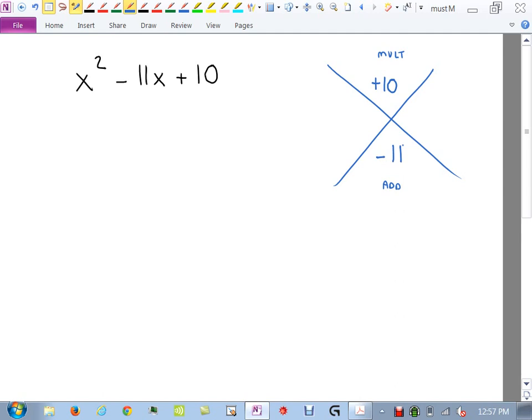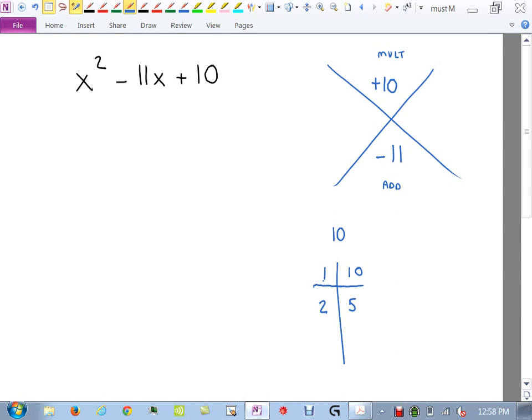Well, I'm a little confused. Let me write out a list of all the ways I can get 10. How about 1 times 10? Yes? Does 2 go into 10? 2 and 5, right? Does 3 go into 10? No. 4? No. 5? Well, I already used 5, didn't I? So I'm pretty much done. These are the only combinations that I can get, right? The only combinations. 1 and 10 and 2 and 5.